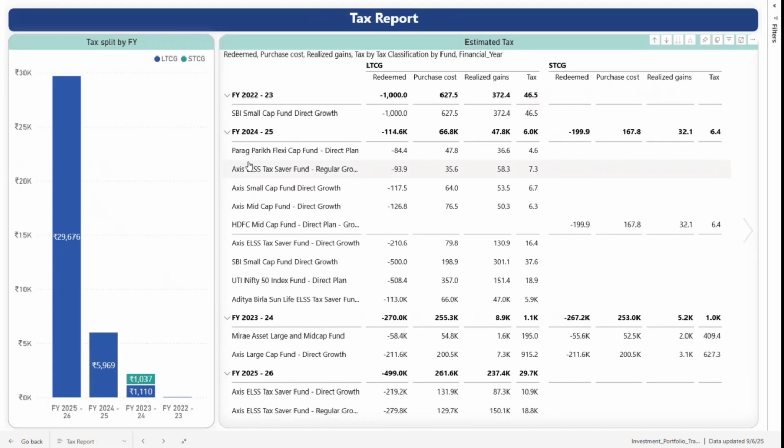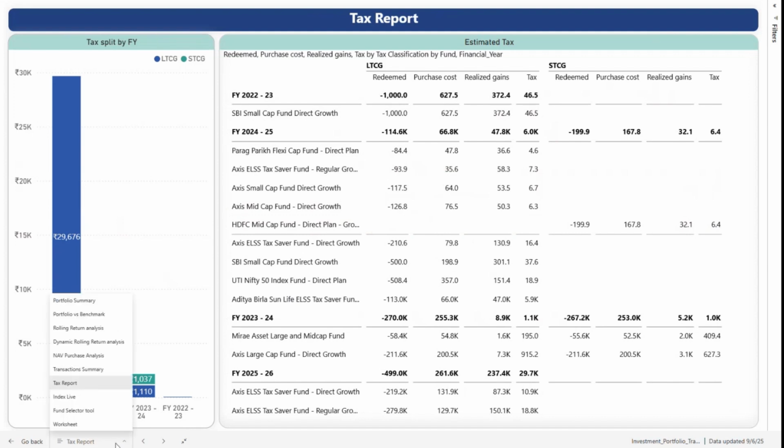But if you look here, in the HDFC Mid Cap Fund I redeemed around 200 rupees with a realized gain of 32 rupees, but it falls under short-term capital gain because I purchased this unit recently, within a year, and sold one unit just for testing purposes. So that is what you get from the tax report.